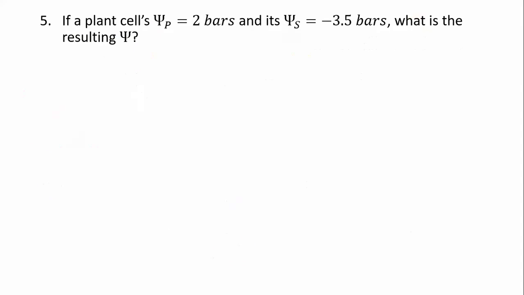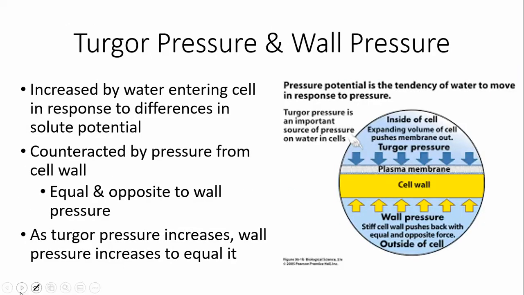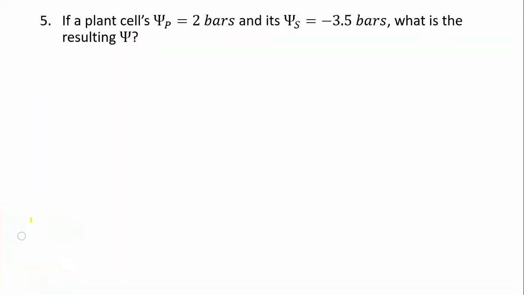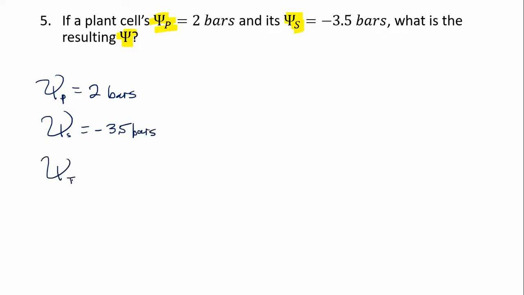All right. And last but not least, we are given the following. If a plant's pressure potential is 2 bars and its solute potential is negative 3.5 bars, what is the resulting water potential? This is a nice, easy one to end on because we've got our pressure potential is 2 bars, our solute potential is negative 3.5 bars, and we're looking for our total.